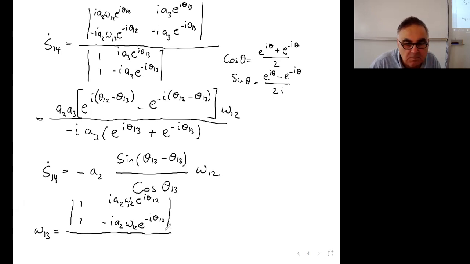That determinant divided by this determinant. Okay, I'll just say same as above, which means this. Okay, this. I don't want to write it again.